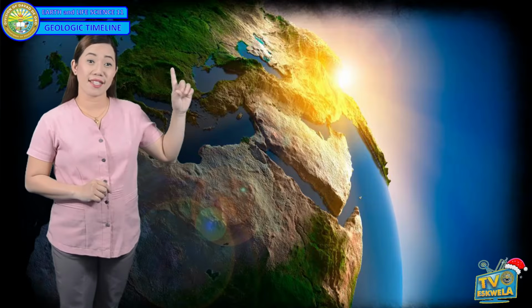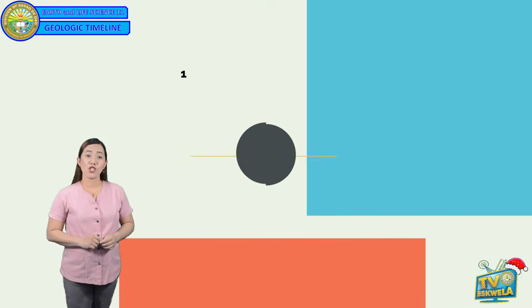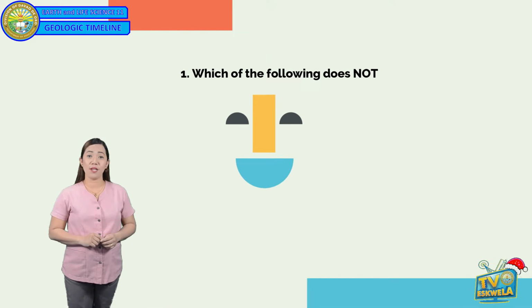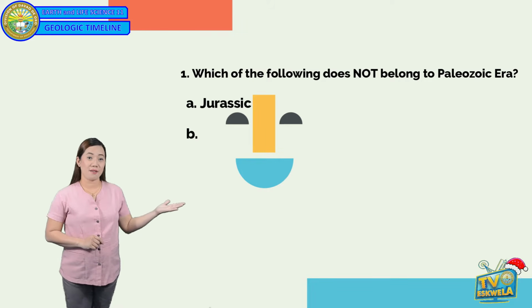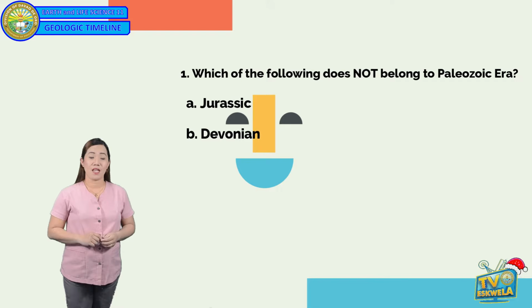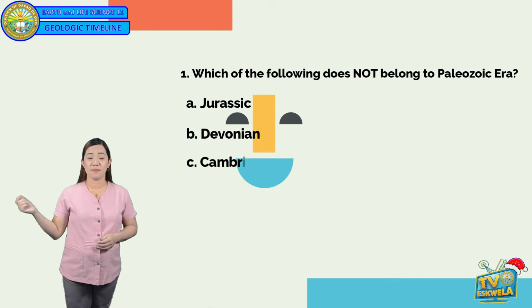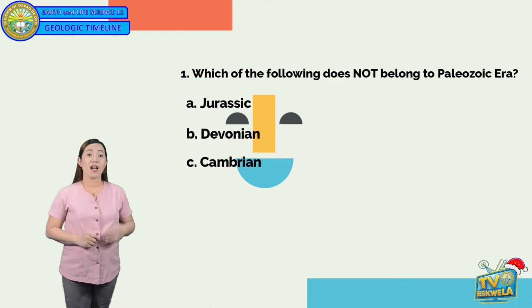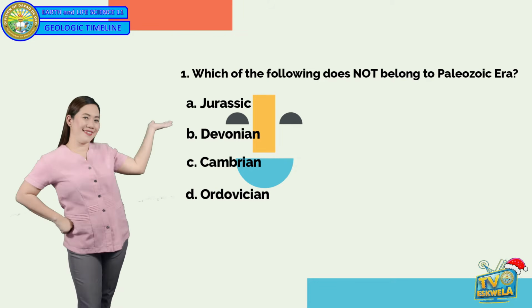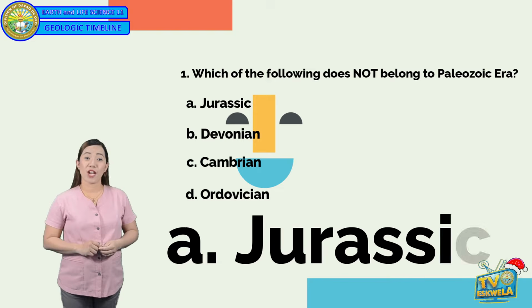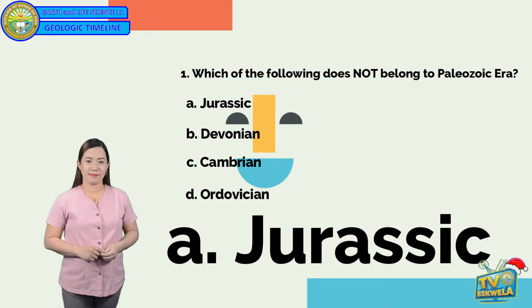Question number 1. Which of the following does not belong to Paleozoic era? A. Jurassic. B. Devonian. C. Cambrian. Or letter D. Ordovician. If your answer is letter A, that's correct.